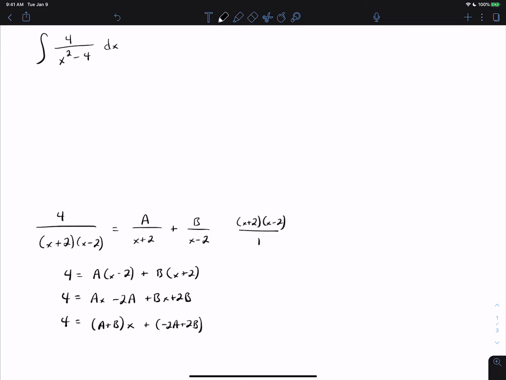Now, the polynomial on the left is 4. The polynomial on the right must also be 4. Because there's no x on the left, that means that there really can't be an x on the right. That means the coefficient of x needs to be 0, so A plus B is 0. Negative 2A plus 2B has to be 4 for these two things to be equal. We solve that for A or B however we want.